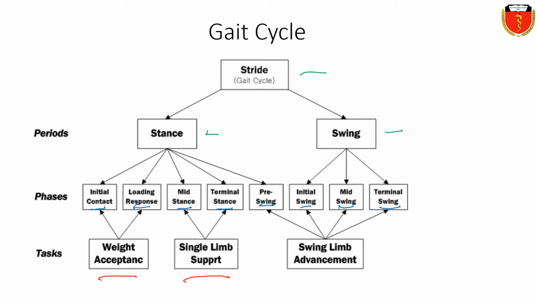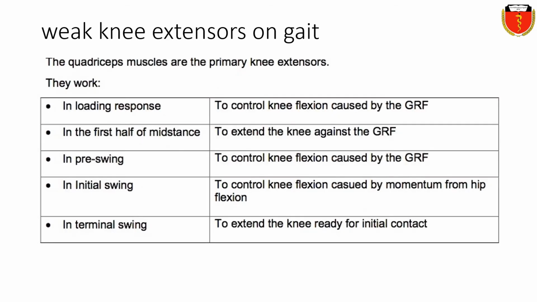And then you have the swing limb advancement. As the name says, swing limb advancement means that you progress the limb forward by swinging it forward. Then we need to think about what happens if there's a deviation to the knee or other parts of the joint due to abnormality of a muscle that has not been functioning properly, that is supposed to work in the normal gait.